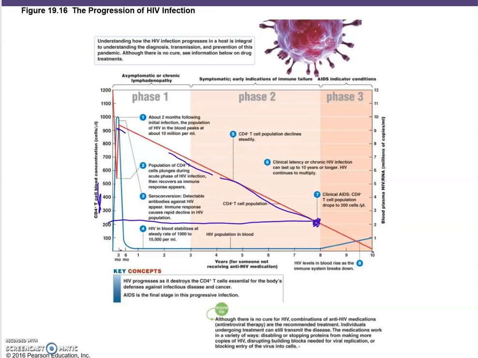You're going to have yeast infections in your lungs and everywhere else in your body. You're going to have Kaposi sarcoma and a bunch of other symptoms. And they add up to AIDS, which is the acquired immunodeficiency syndrome, which is a collection of symptoms.